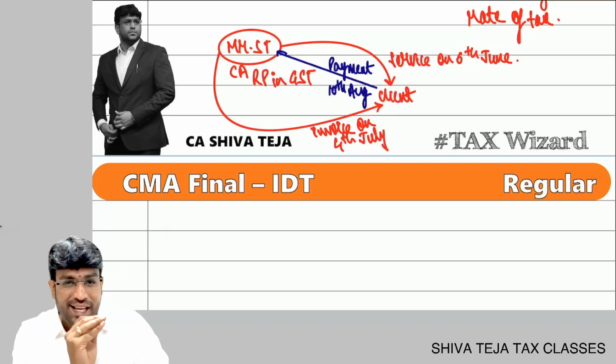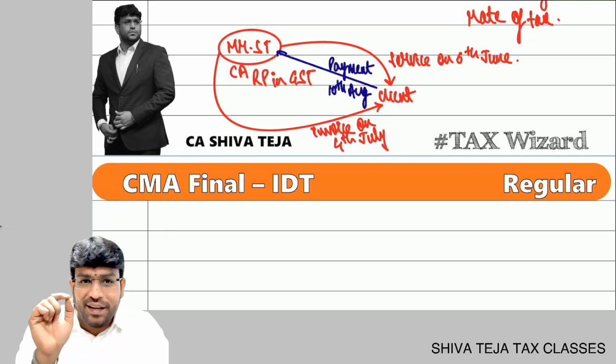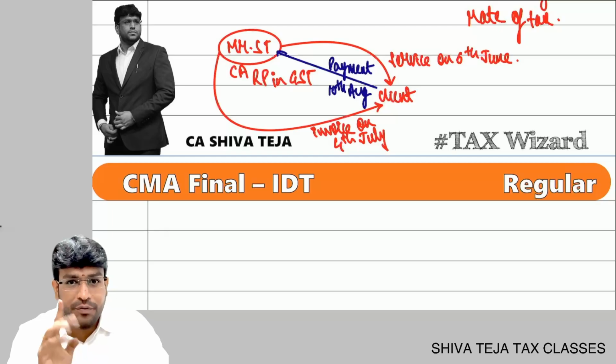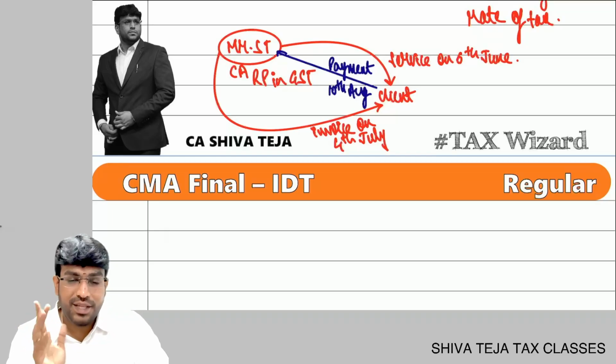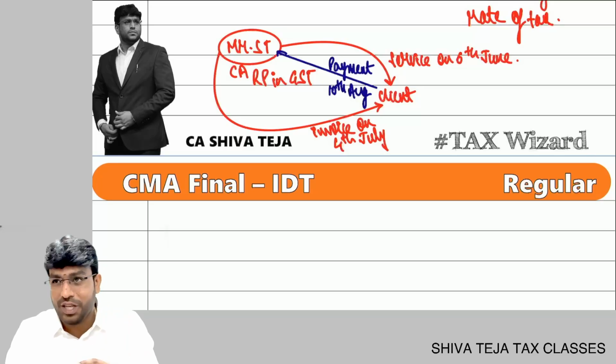Keeping the dates aside, you tell me, service is given in which month? June. Service is very clearly given in the month of June. Invoice is given when? July. Service is given in June. Invoice is given in July. When has payment come to Shiva Teja? August.